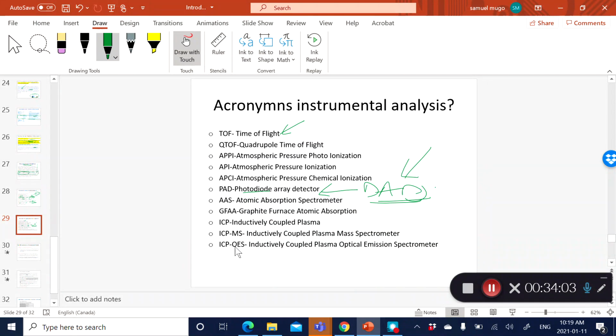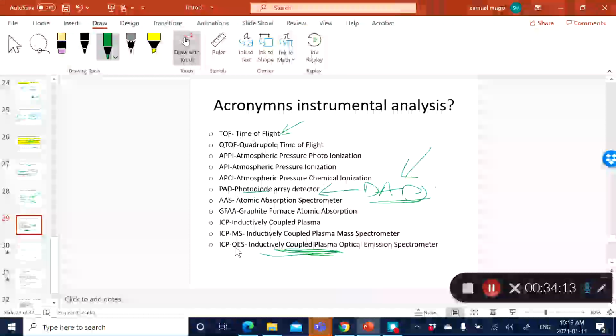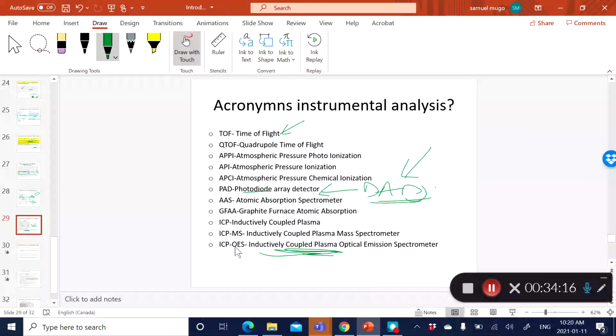And this one, the ICP-OES, which you are gonna use in the second lab, is the inductively coupled plasma optical emission spectrometer. Now, of course, there are many others that we're gonna come across, but I thought it's important to highlight some of these acronyms that I'm gonna be using sometimes in sentences without necessarily defining them. And so it's expected that you know about them.